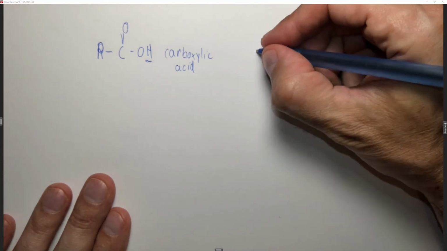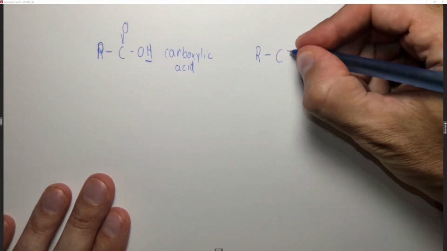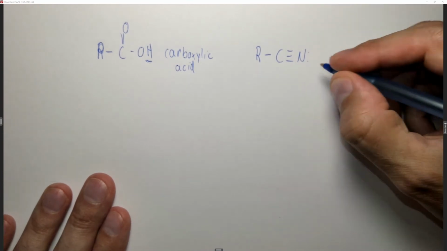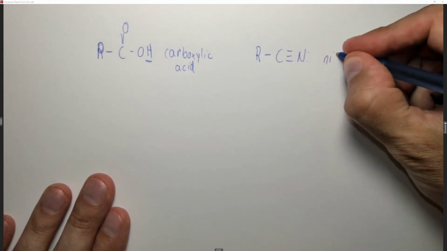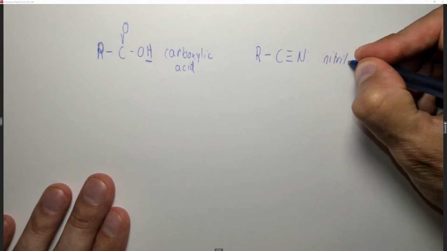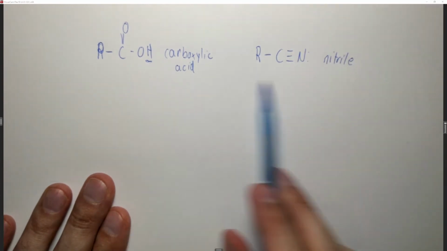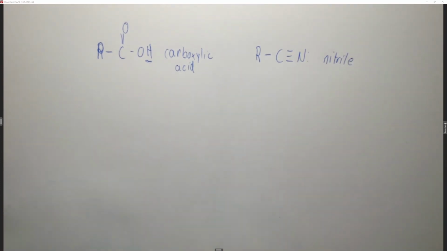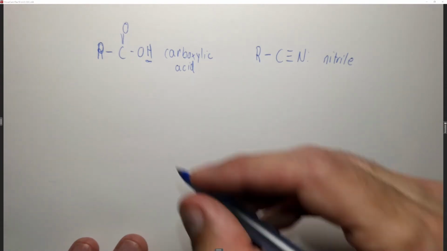In the case of a nitrile, we have R bond C triple bond N, and this is a nitrile. So these are the two functional groups we're going to talk about the most. And as we have done in previous chapters, the very first thing we're going to start with is naming these things. So for carboxylic acids, there are both common names and there are IUPAC names. So let's look at some common names.